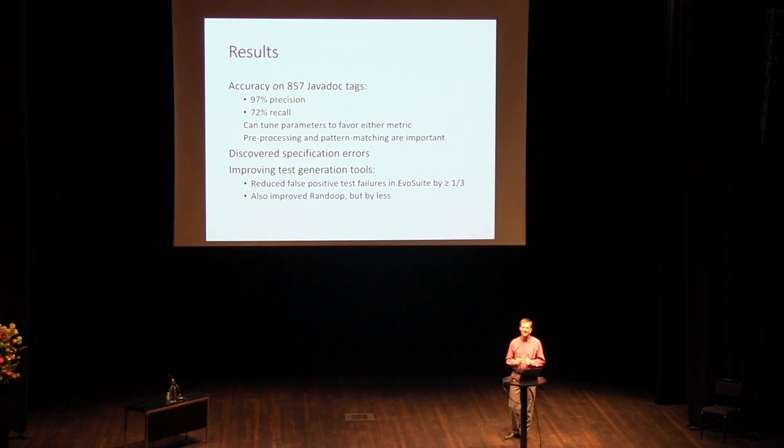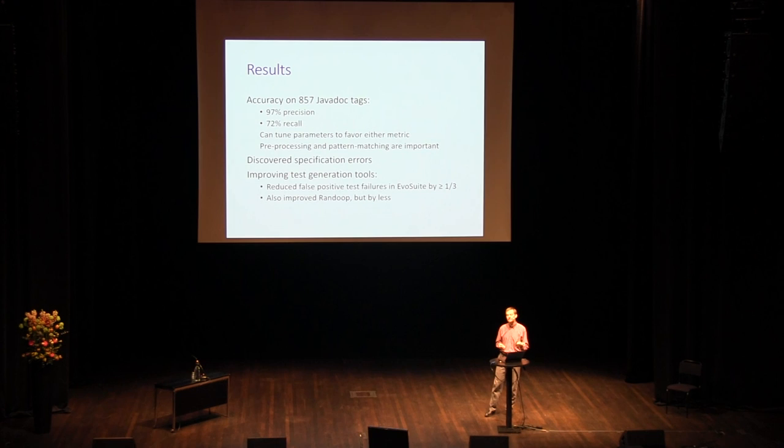We also found that this improved test generation tools. It reduced the number of false positive failures that EvoSuite produced by more than a third. It improved Randoop a little bit too, not as much. Maybe its heuristics were a little bit better to start with.